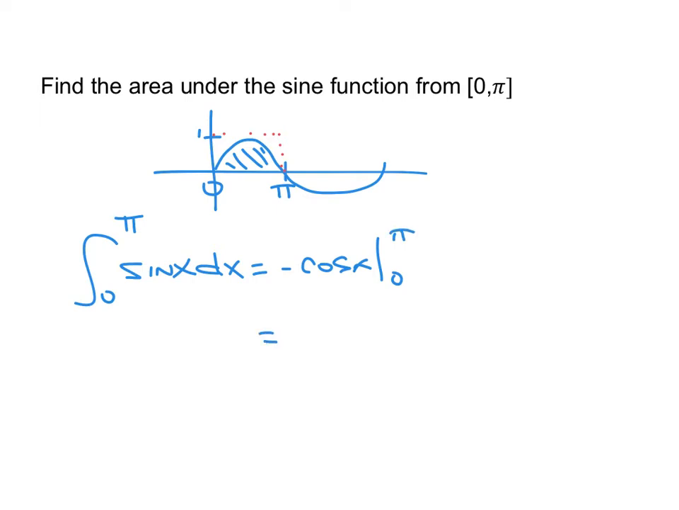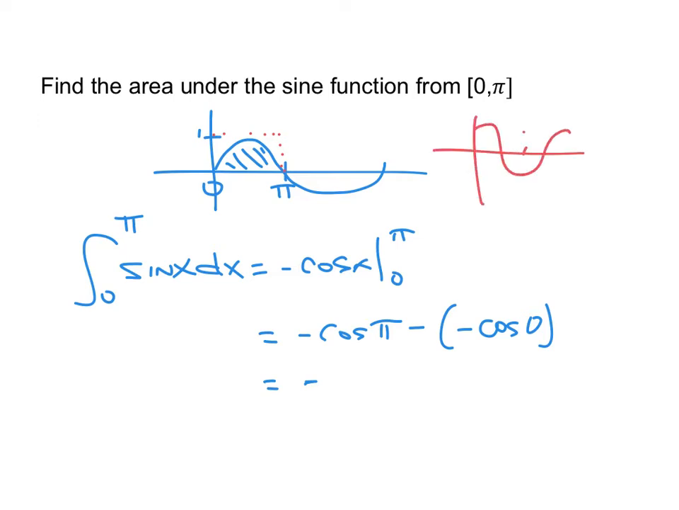And then I'm going to substitute in my upper limit minus my lower limit. Okay, cosine of pi, I might need to, if you need to, here's pi, here's 2 pi, here's my cosine function. So let's see, what do I got? Cosine of pi is -1. Cosine of 0 is 1.